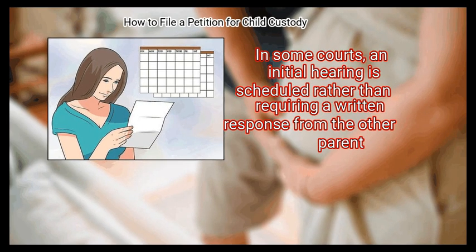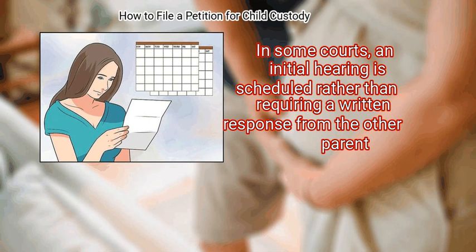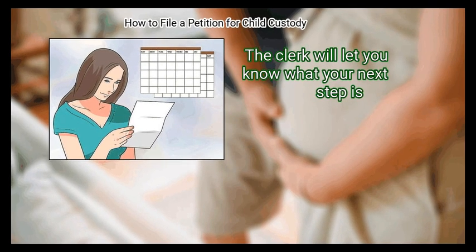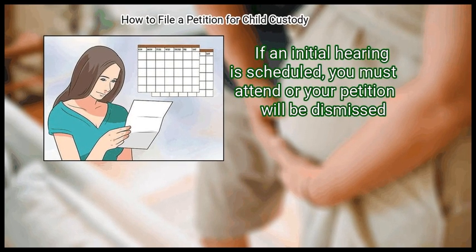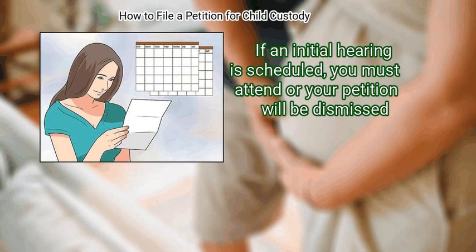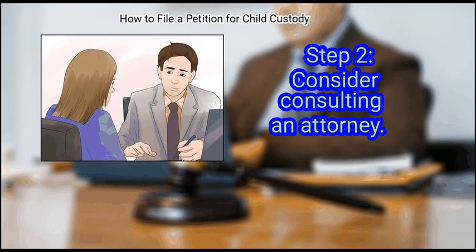In some courts, an initial hearing is scheduled rather than requiring a written response from the other parent. The clerk will let you know what your next step is. If an initial hearing is scheduled, you must attend or your petition will be dismissed. Step 2. Consider consulting an attorney.